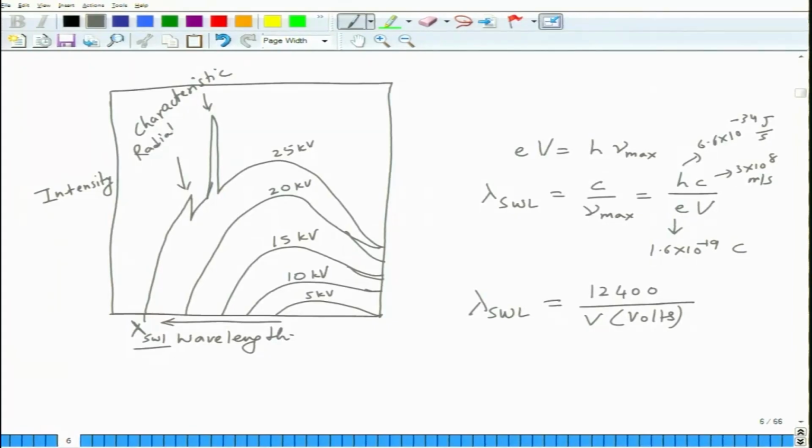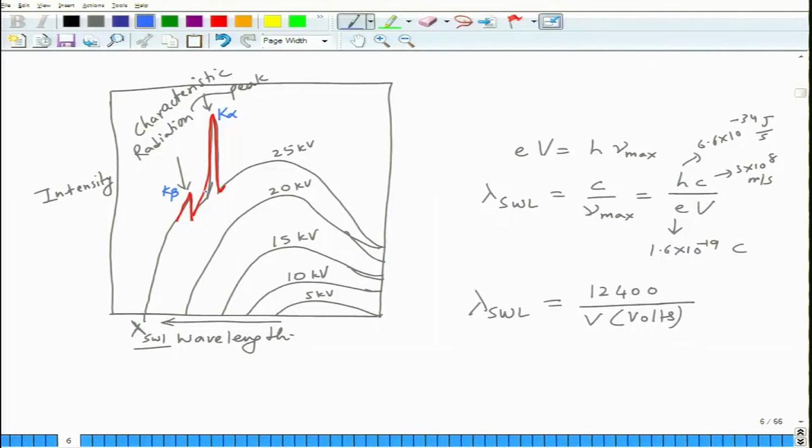Characteristic radiation peaks. So let's say these are these kind of peaks. These are characteristic radiation peaks. Typically they are referred to as, this could be K beta, this could be K alpha. K alpha is the transition from L to K. K beta is the transition from M to K. Obviously M to K will have higher energy, correspondingly lower wavelength. So K beta will always occur at lower wavelength as compared to K alpha.